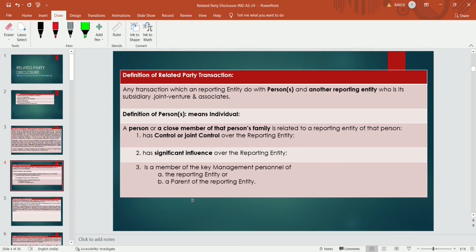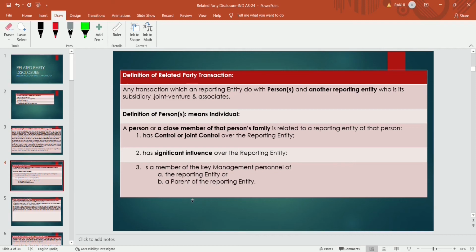What is the definition of a person as per Ind AS 24? Person means individuals. We need to disclose what kind of transactions a person does with the reporting entity. Who are the related persons as per this standard?